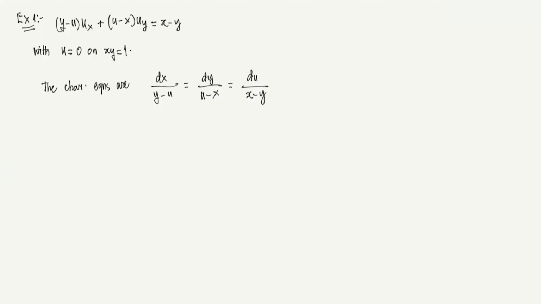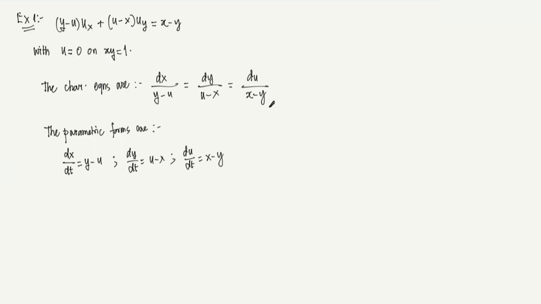Of course, you can also write all of this in terms of a parameterization. So you can do either the first form, the earlier one, or you can write it as a parametric equation. So the parametric form is basically dx/dt = y - u, and dy/dt = u - x, and du/dt = x - y.